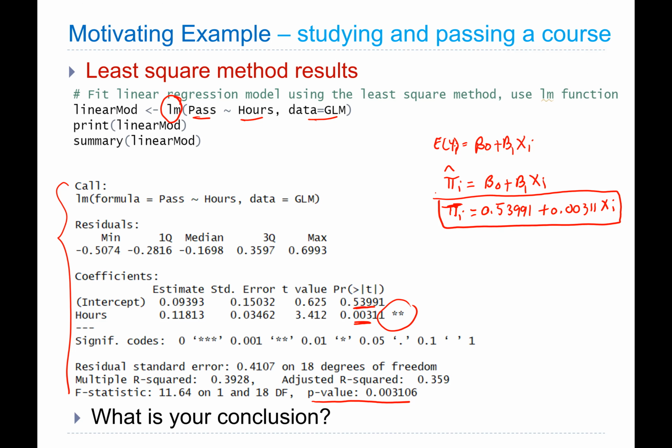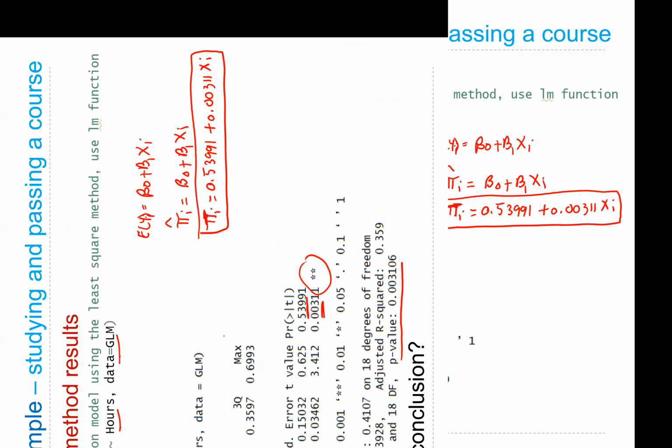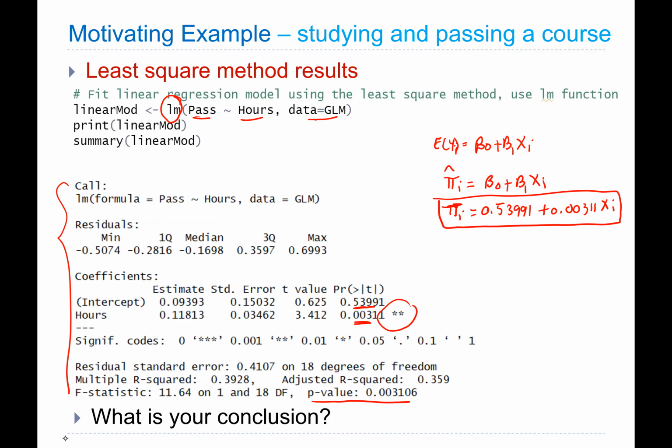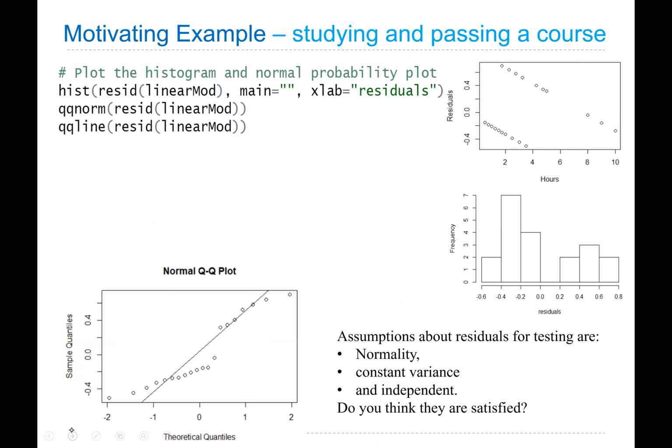But the statistical analysis is not correct. The approach you selected to analyze the data is not correct. So why? Let's look at the assumptions, because testing whether beta 0 is 0 or not, and whether beta 1 is 0 or not, needs some assumptions like normality, constant variance, and independence. Let's look at whether normality is satisfied or not.